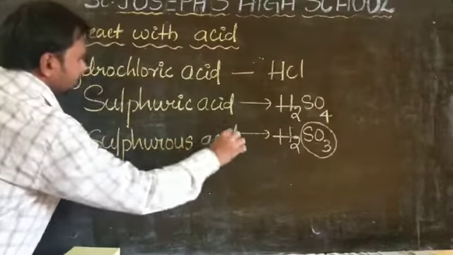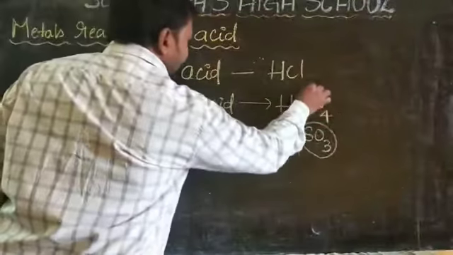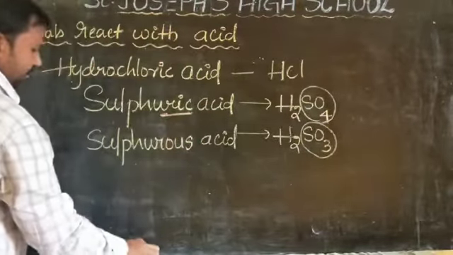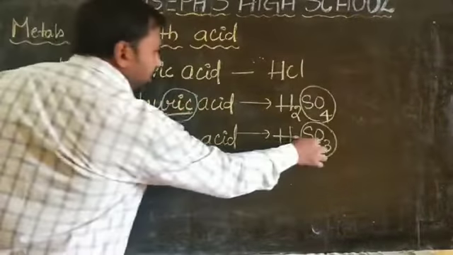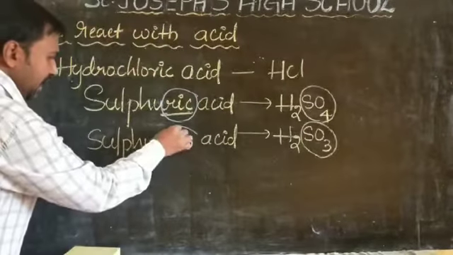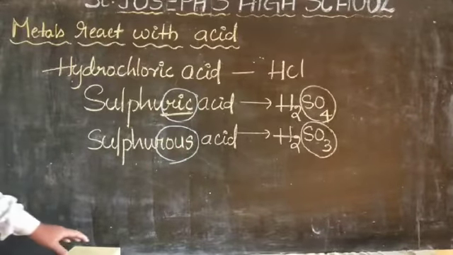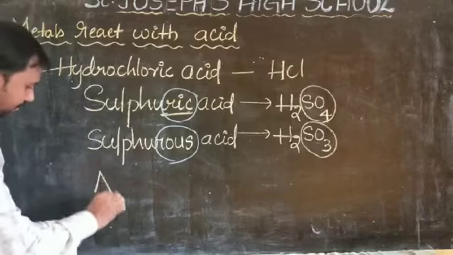Sulfurous acid. SO4 is there, we will call it sulfuric, R-I-C, ric. SO3 is there, sulfurous, R-O-U-S. Don't get confused, children. Okay. Next, nitric acid.